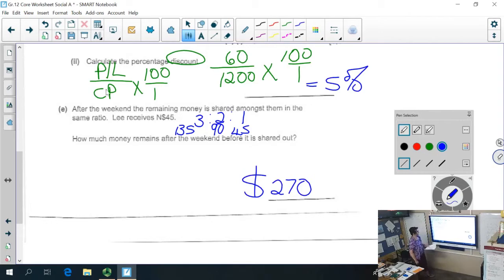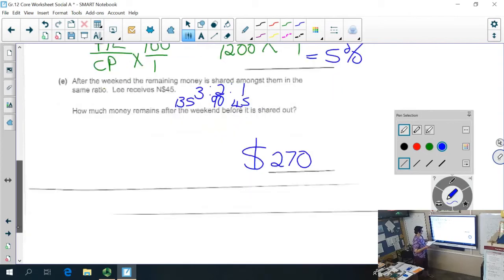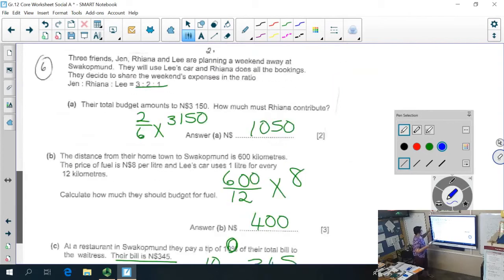How much remains after the weekend before it is shared out? Okay. Right, let's go to the next page.